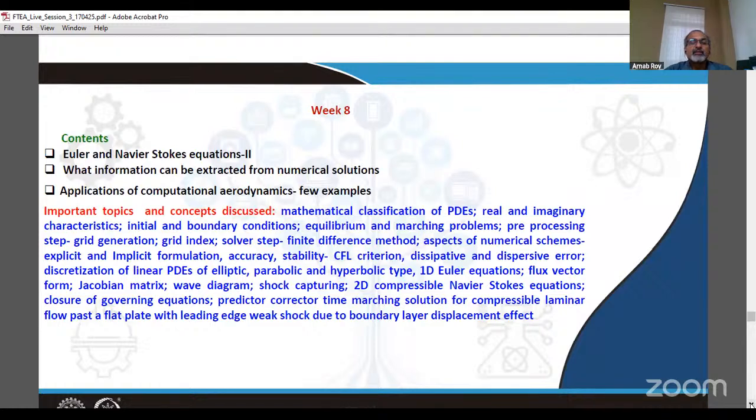We also learned some basics of solution of the partial differential equations. First, we learned the classification of PDEs, followed by the characteristics behavior, the initial and boundary conditions, equilibrium and marching kind of problems, and the different steps: the pre-processing step where you generate the grid and discretize the domain. And then you look at the discretization of the governing equations to make use of suitable numerical schemes based on their stability, accuracy, and so on. And then finally, once you are done with the solution, you post-process the results and try to interpret.